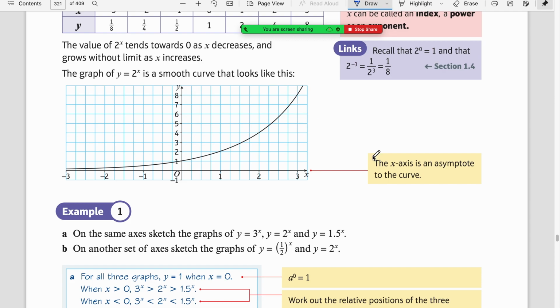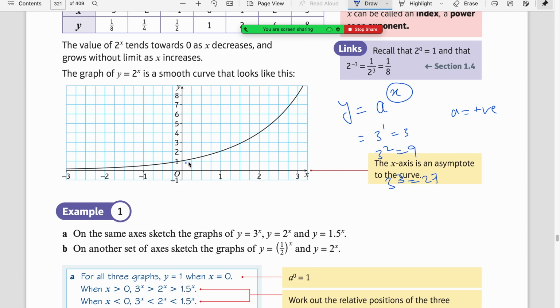It is always positive if the constant is positive. For example, y is equal to a raised to the power x. If a is positive, the graph is always positive irrespective of the value of x. Suppose we take an example: 3 raised to power 1 is 3, 3 raised to power 2 is 9, 3 raised to power 3 is 27.